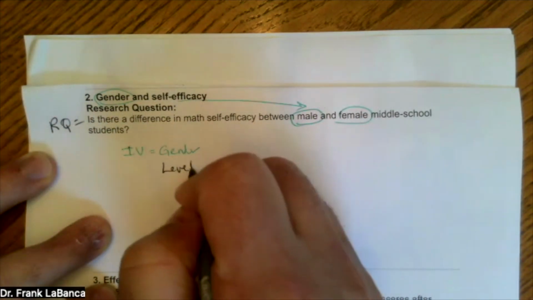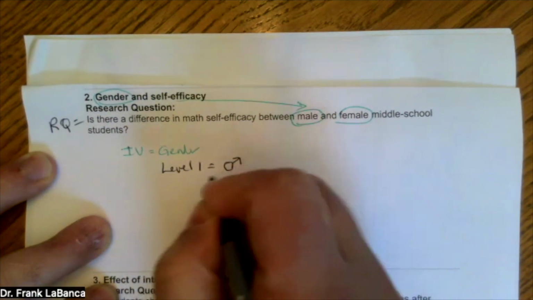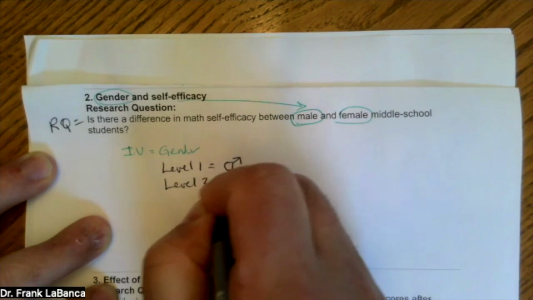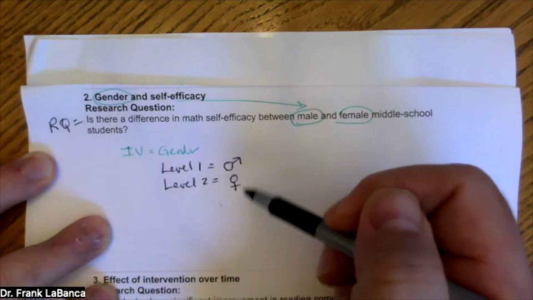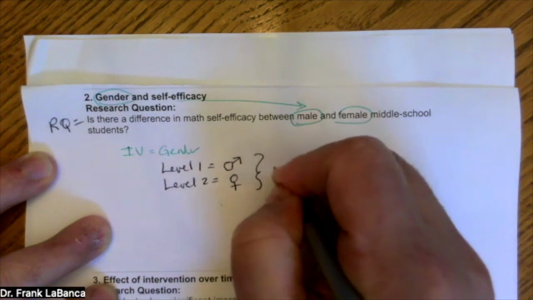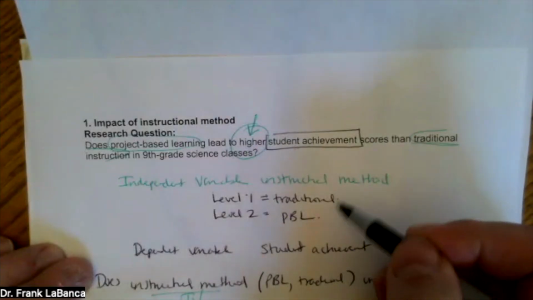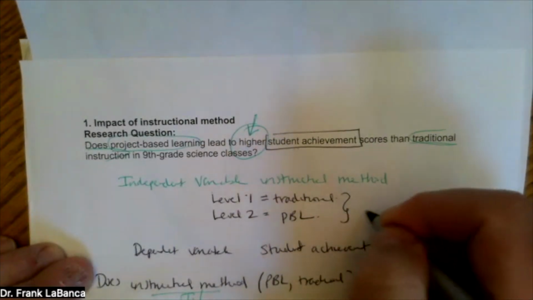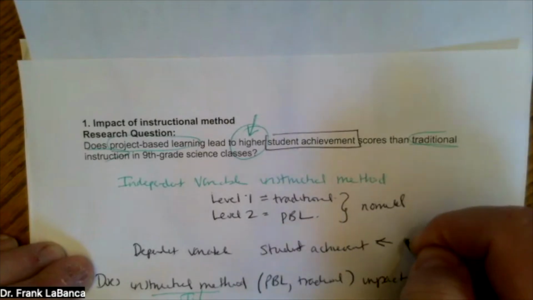Level 1 equals male. Level 2 equals female. Please notice on my level 1 and level 2 that these are nominal or categorical level data for the independent variable. Same thing happened here. Traditional PBL, this is nominal data. This is interval or ratio data.